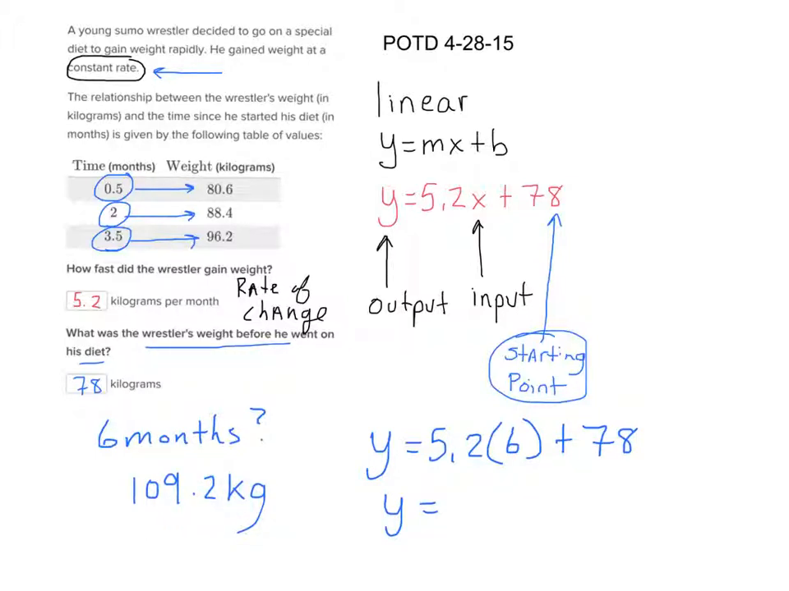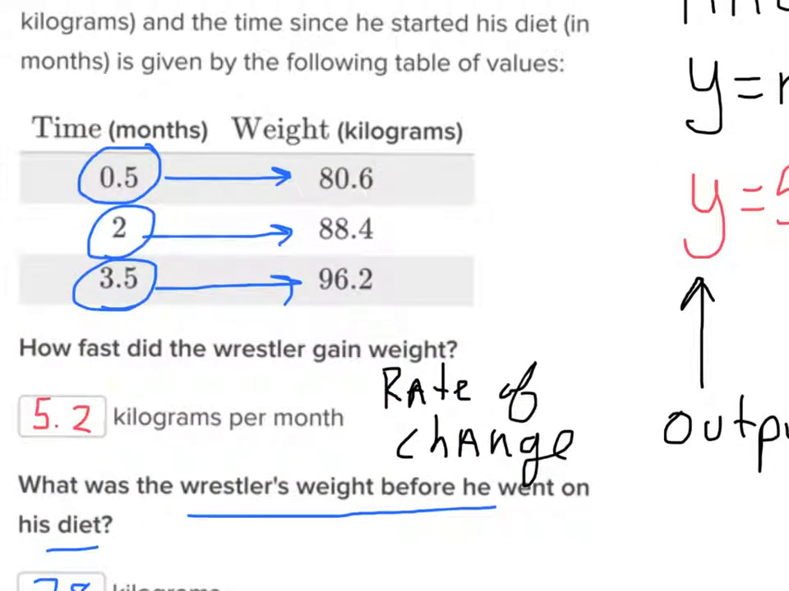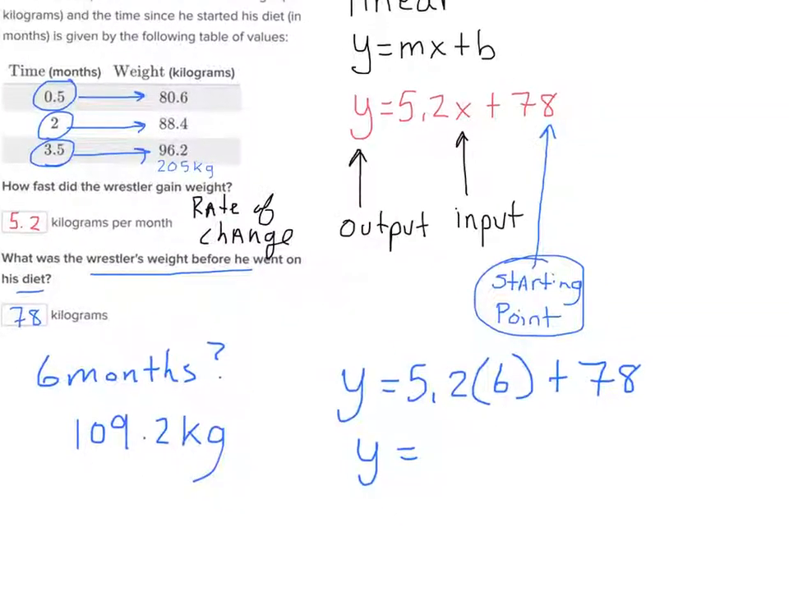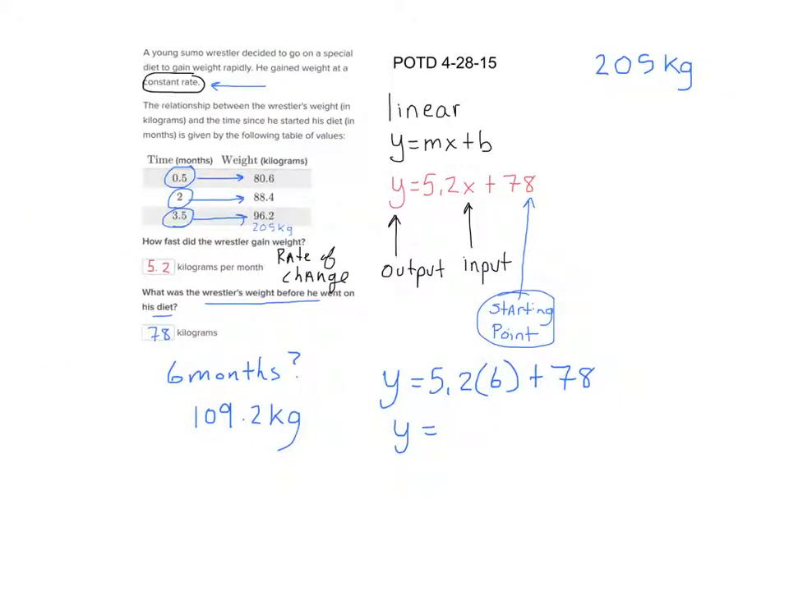Okay, let me ask you this. At what point will he be at 205 kilograms? Now, I want to know when he's going to be at that weight. So I'm providing you with his weight, right? Now, is his weight the input or the output? So we need to put 205 in for which letter? In for y. So I'm going to put 205 right here where y is.